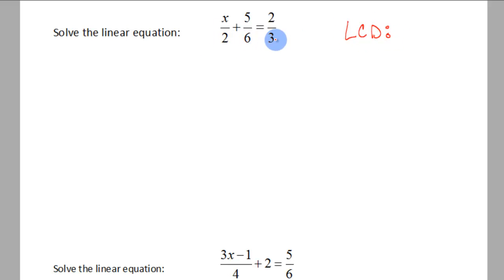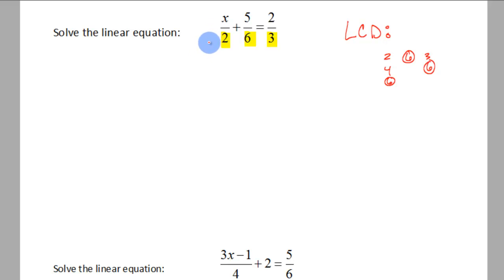of the fractions in the problem, of all of them. So we've got a 2, a 6, and a 3. Well, the least common denominator of 2, 6, and 3 would be 6, right? Because it goes like this: 2, 4, 6. 2 goes into 6, 6 goes into 6, and 3 goes into 6. So the least common multiple or least common denominator, all three would be 6.